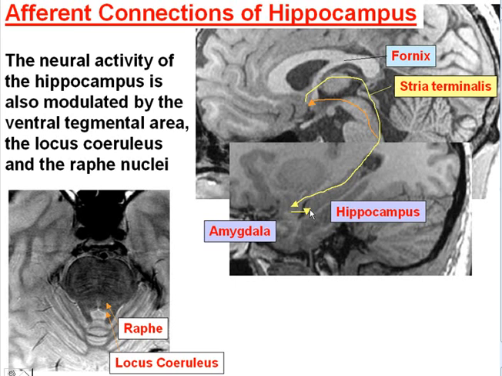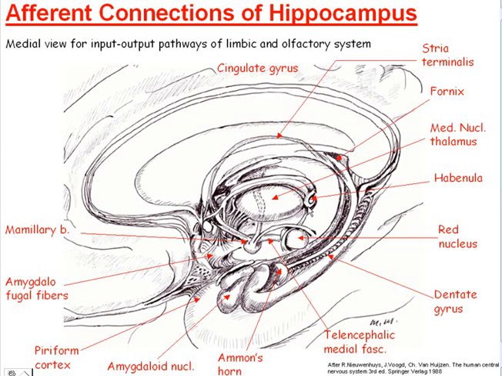The neural activity of the hippocampus is also modulated by the ventral tegmental area, which includes the nuclei of raphe or locus coeruleus. This pathway ends up in the anterior hypothalamus, then passes through the stria terminalis and reaches back to the hippocampus. The major afferent connections of the hippocampus include the stria terminalis and the fornix.